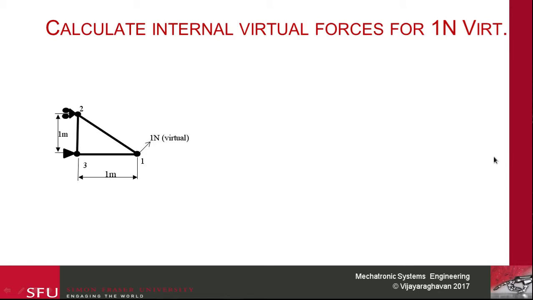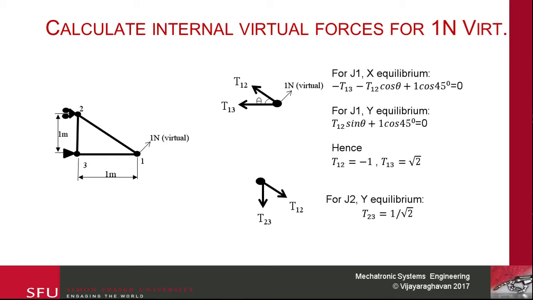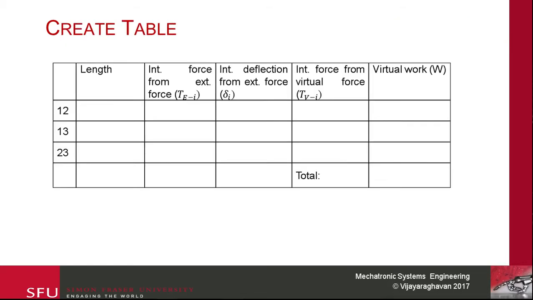Again, we're going to use the method of joints. We look at equilibrium of joint number 1, write the equilibrium for the x direction and the y direction, and then solve. We find that T12 is -1, T13 is square root of 2, and then we can write the equilibrium for joint 2, and we'll find that T23 is 1 over root 2. So right now we have everything that we need, and we can fill in our tables.